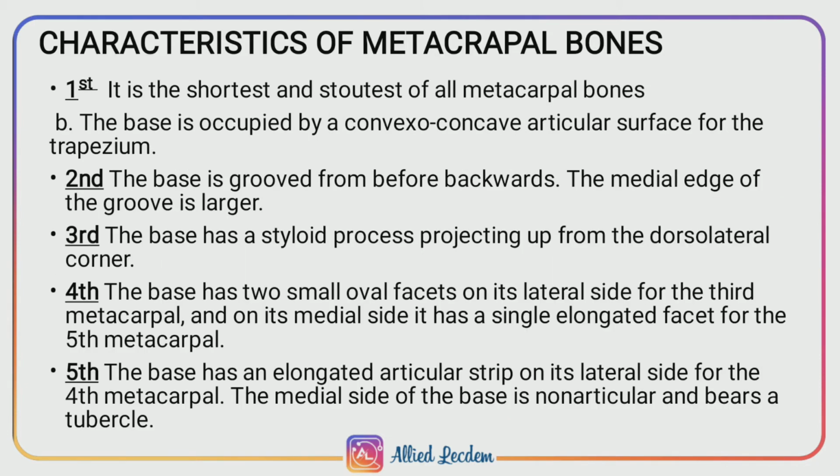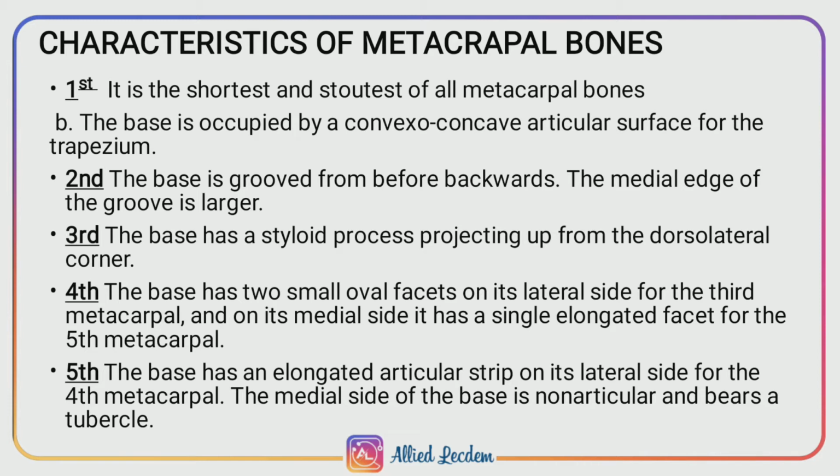Next are the characteristics of the metacarpal bones. First and foremost, the first metacarpal is the shortest and stoutest of all metacarpal bones, and the dorsal surface of the shaft is uniformly convex. Second, the base is grooved from before backward. The medial edge of the groove is larger. The third one, the base has a styloid process projecting up from the dorsolateral corner.